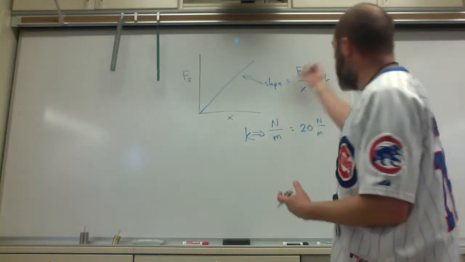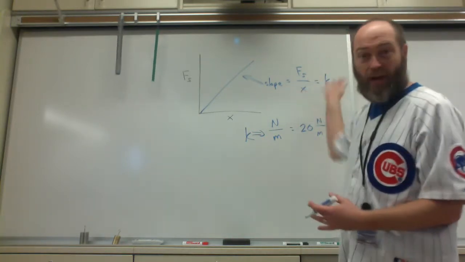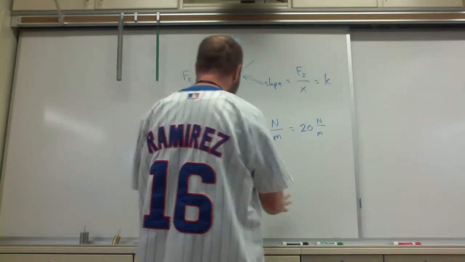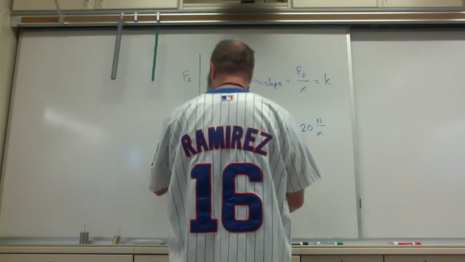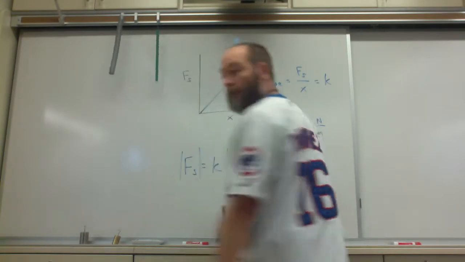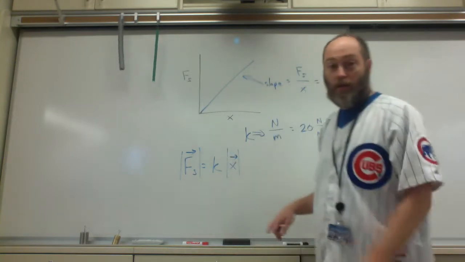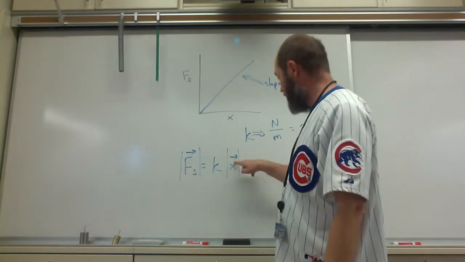But if you look on the formula sheet, this is not how it's written. It's written like this: force of the spring equals kx, where they have little absolute value signs and little arrows. The arrows are there to remind you that these are vectors.